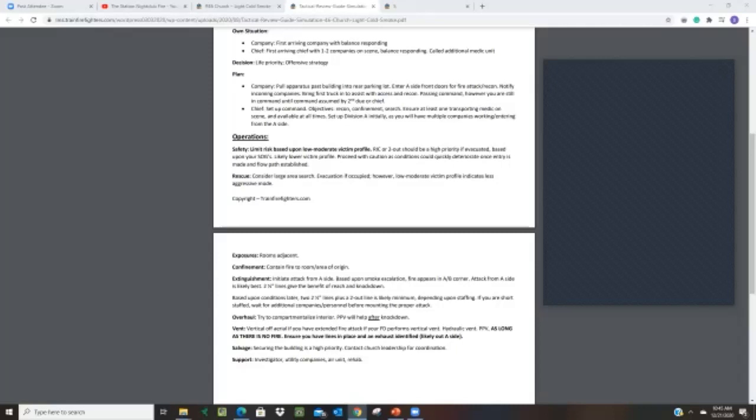Ben asked, Chief, you said low to moderate victim profile. The car suggests staff or maintenance person inside, and they did not meet you at the door. It's not huge.